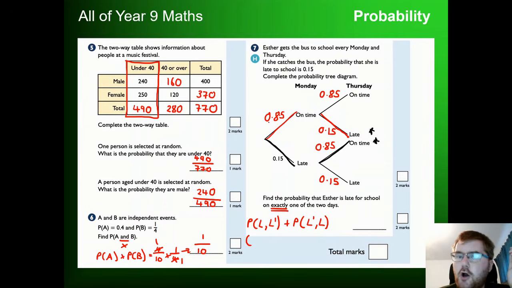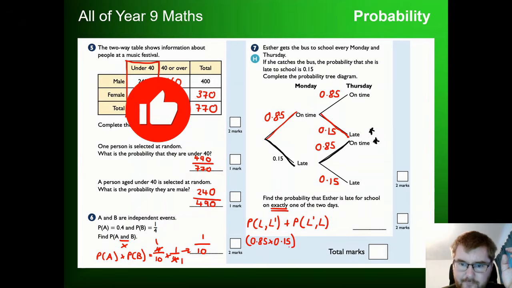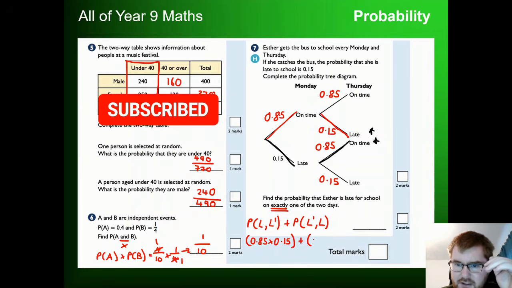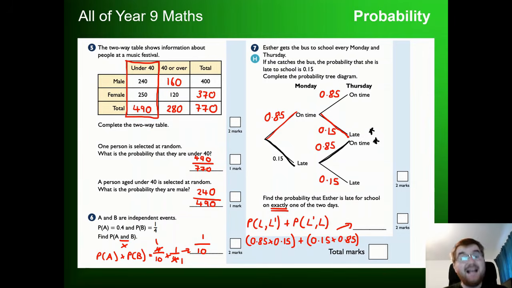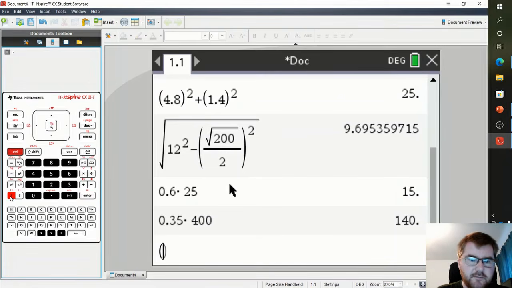So when we're going along the branches, we multiply. So 0.85 times 0.15, and then we're adding on the second combination, which is 0.15 times 0.85. Notice I'm writing everything very clearly for the examiner. Let's go to the calculator and work it out. Right, so let's open those brackets. 0.85 times 0.15 plus, and then the other way around, obviously it'd be the same calculation.